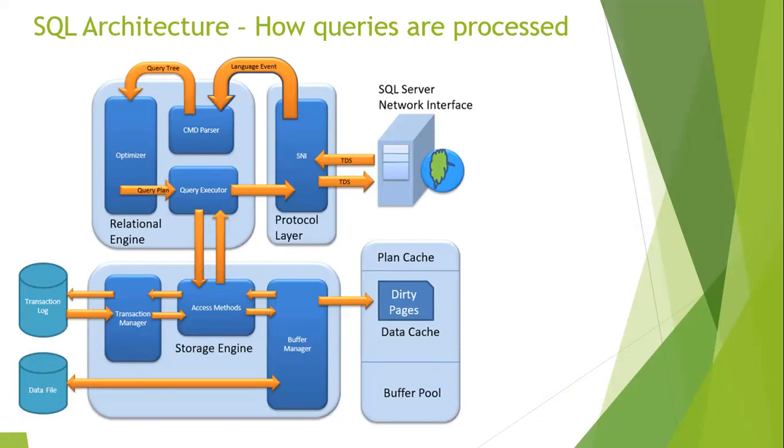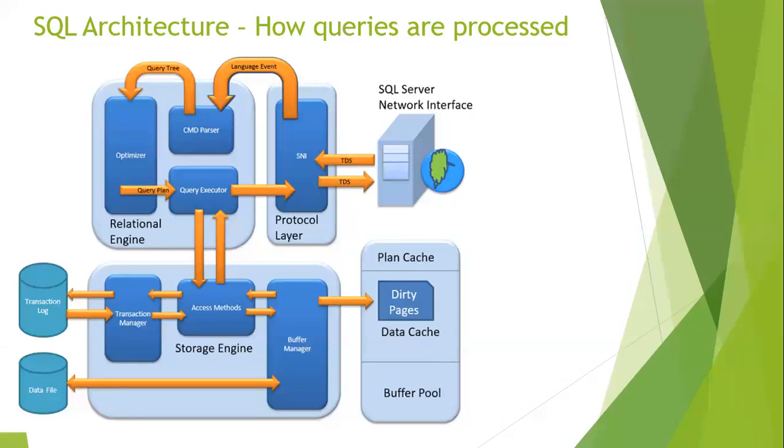The command parser will parse the query and send it to the query optimizer, which does a number of checks to get the execution plan that fits that particular query. Before creating a plan, it will check whether the plan already exists. If the plan exists, that plan will be utilized. If the plan is not available, the query optimizer will generate a plan.